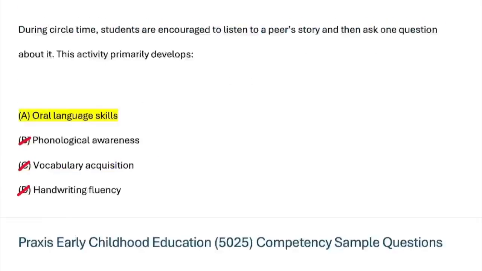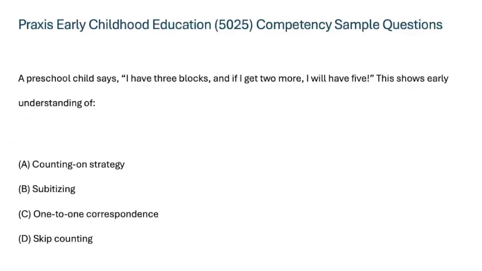A preschool child says, "I have 3 blocks, and if I get 2 more, I will have 5." This shows early understanding of A, counting on strategy, B, subitizing, C, one-to-one correspondence, or D, skip counting. Let's begin by eliminating the incorrect options first.